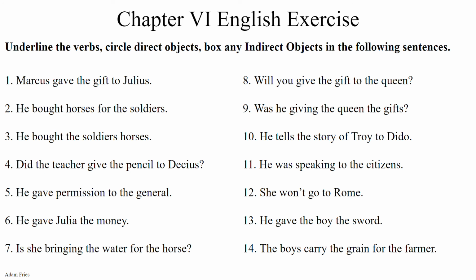14. The boys carry the grain for the farmer. So subject boys, carry, underline carry. Are they carrying the grain or carrying the farmer? They're carrying the grain, the accusative direct object grain, for the farmer. That would be the dative indirect object for the farmer because it's for him. The direct object is somehow for him.